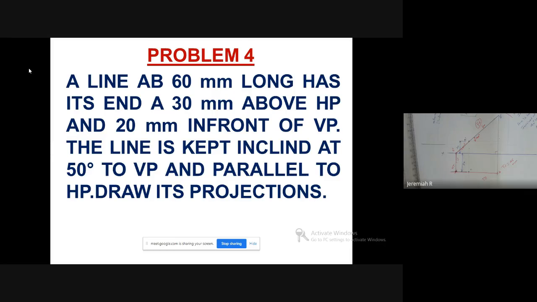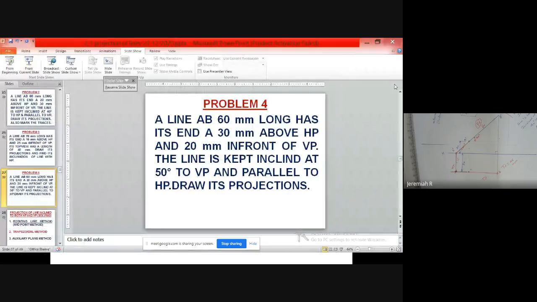Repeat one more time. Line AB is 60 mm long, its end capital A is 30 mm above HP and 20 mm in front of VP. The line is kept inclined at 50 degrees to VP and parallel to HP. Draw its projections.